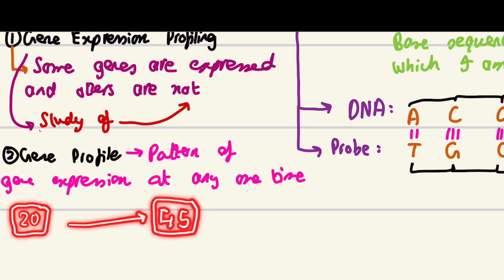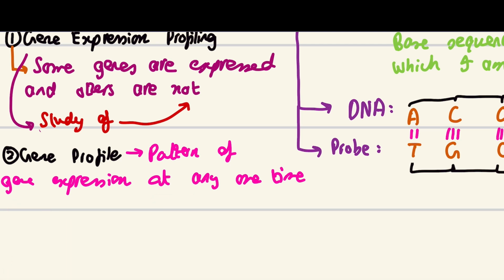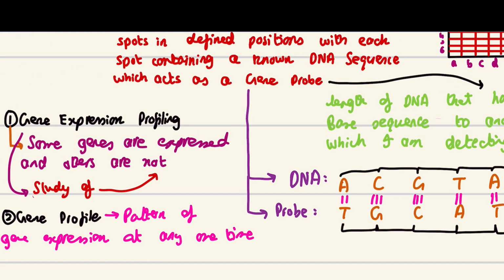Because some genes, like over here, let's say I have some specific gene A being expressed. Over here I have some specific gene X being expressed. So there's a change. So the gene profile is the pattern of gene expression at any one time. Okay, so these are just two definitions that I want you guys to sort of make yourself familiar with.